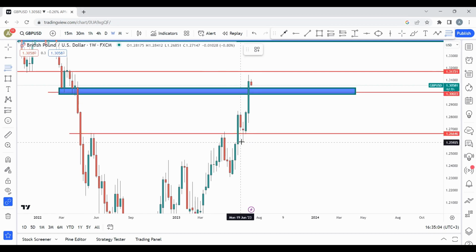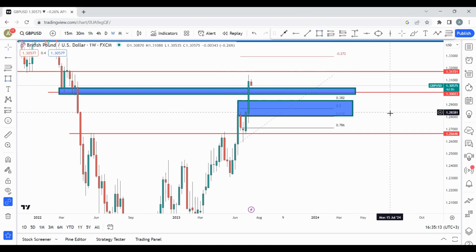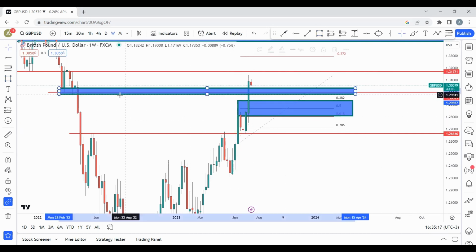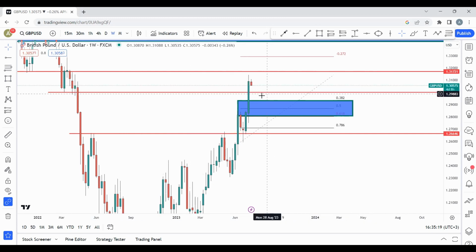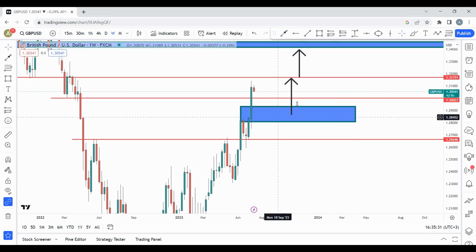So I'll bring my Fibonacci from down here up to up here. And you can clearly see that we also have this area here that the market could easily manipulate up to. Actually, I'll remove this rectangle and leave the line. So the market will either retest this point or it will come deeper into that correction before we can finish our move upwards, either into this area or into this area here. Are you getting it? So this is what we see in weekly.